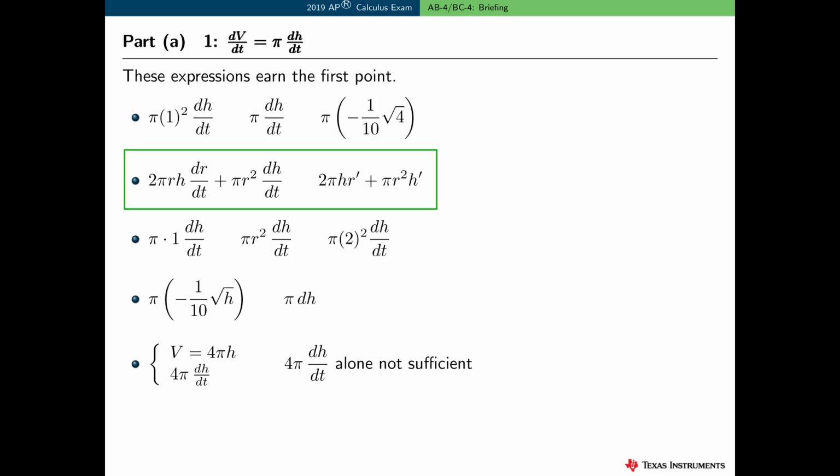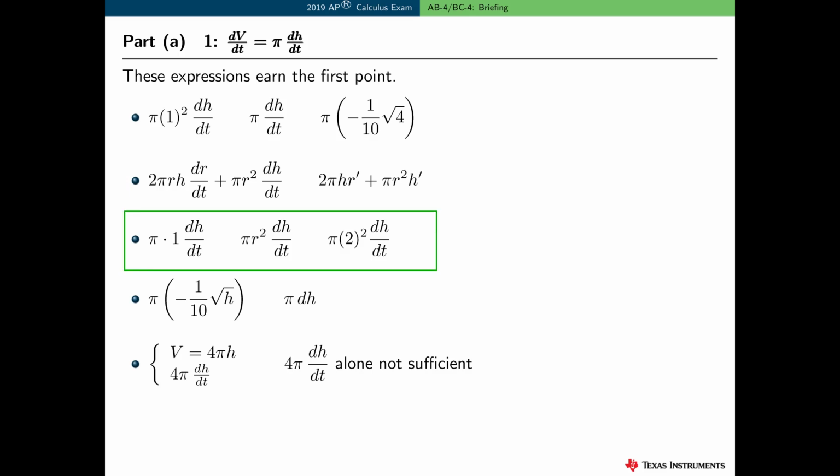In these responses, the student is using the product rule and has not yet used the fact that the change in r with respect to t is 0, but that's okay. Each still earns the point. Here the student has substituted r equal 1, and that's okay. In this next response, the student has left the constant r squared. And in the last response, the student has made an error in the radius, r equal 2 instead of 1.